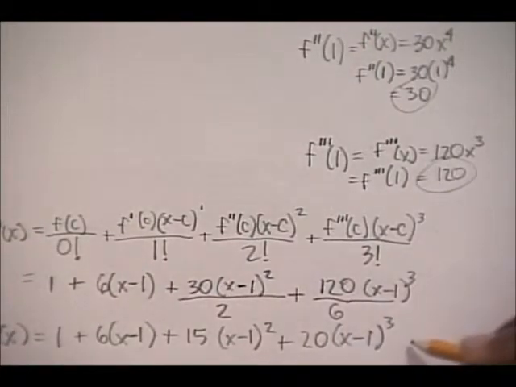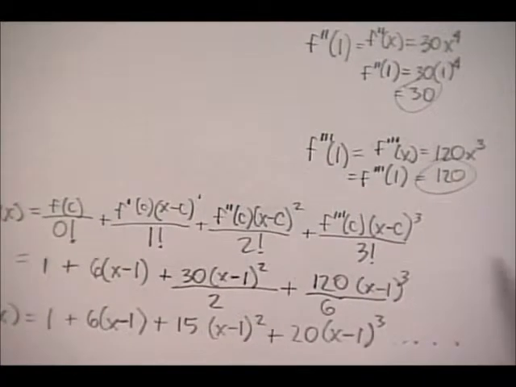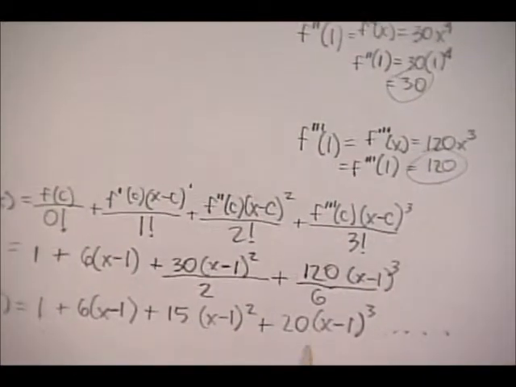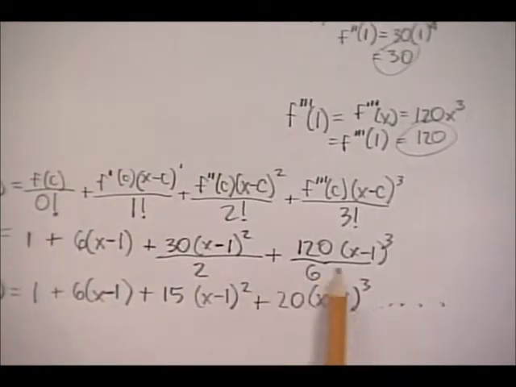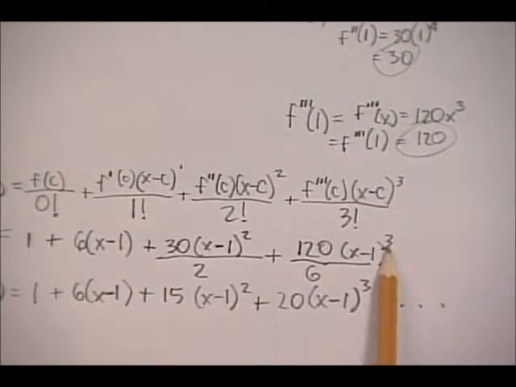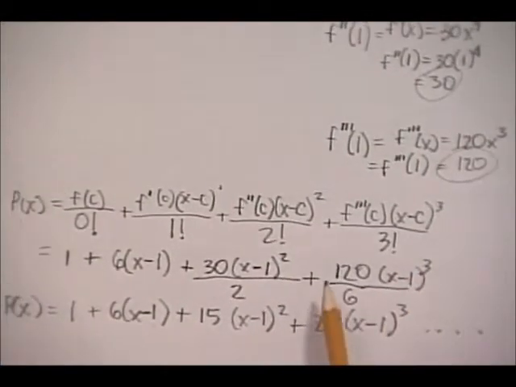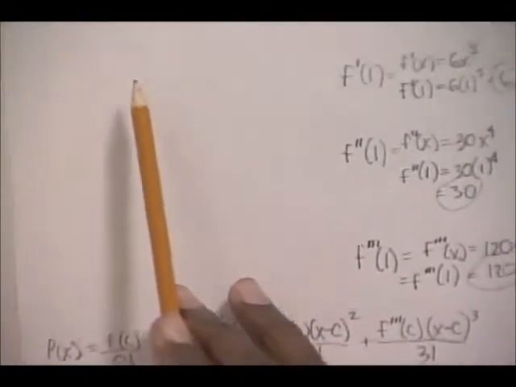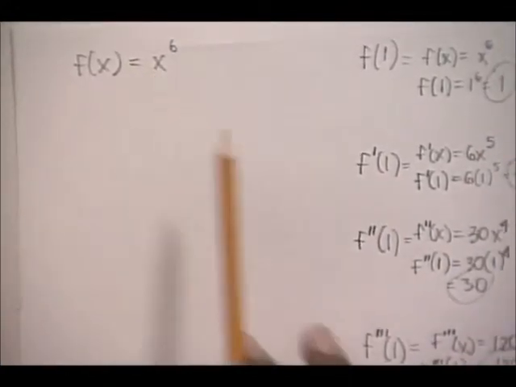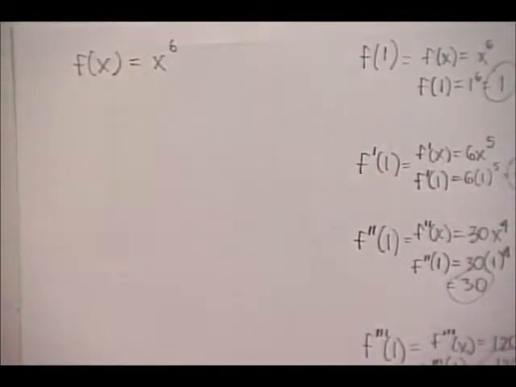All right, and that could go on and on. To the degree that you continue to add terms here, that's only a third degree polynomial, but the more terms that I have, the better the approximation is of this original function, f of x equal to x to the 6th power.